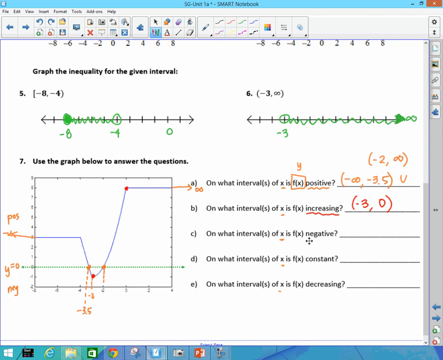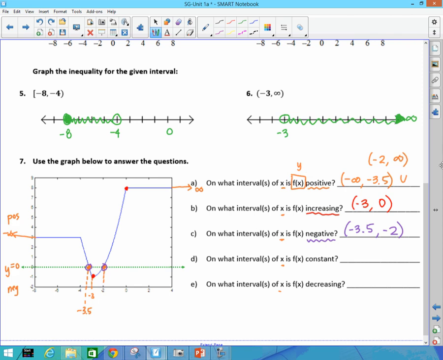Okay, let's go to on what intervals is f of x negative? So we had the intervals here. This is where it changed from positive to negative. I don't want you to lose those. So if this is positive, then this right here is the negative. So I'm using those same numbers that I used up here: -3.5 to -2. Don't count on these being in the same order on the test, so you need to make sure that you read them carefully.